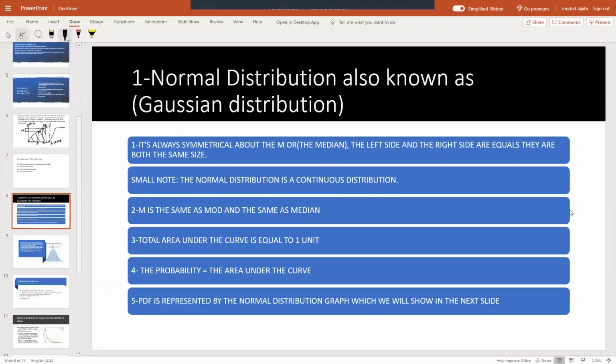Small note: the normal distribution is a continuous distribution. M is the same as mode, the same as median. So we can call it mu, we can call it mode, we can call it median, or we can put just a number, most likely 0. The total area under the curve is equal to 1 unit. The probability equals the area under the curve. So as we know, the probability equals 1, so the area under the curve, of course, will equal 1 unit. The PDF is represented by the normal distribution graph, which we will show in the next slide.